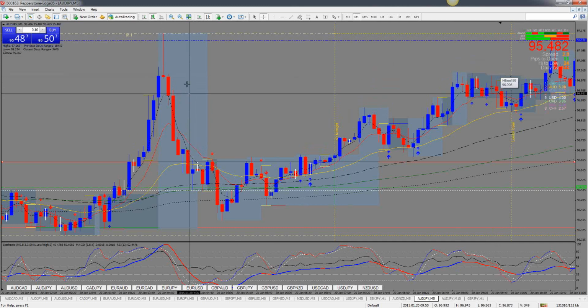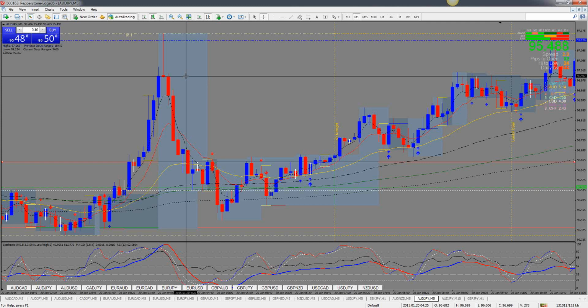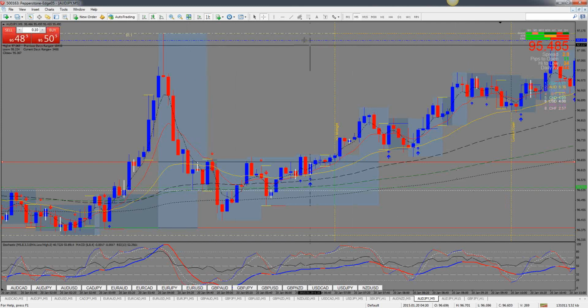I have a double top over here. And if I draw a line on that double top, see that double top? You see where it came up? It tried to break it and it couldn't. It came up to it and it stopped.